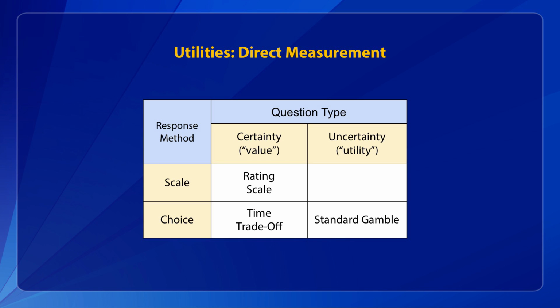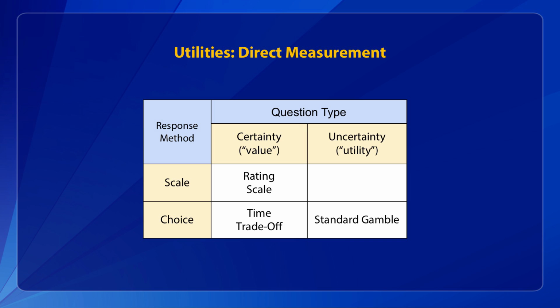There are a number of ways to directly elicit utilities. There are methods that rely on a specific response method, such as scale versus choice, and methods that rely on a specific type of questioning format, such as asking about certain events versus uncertain events.